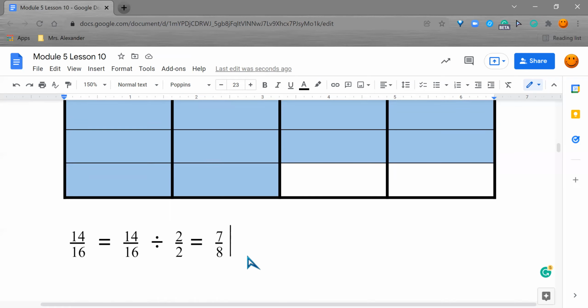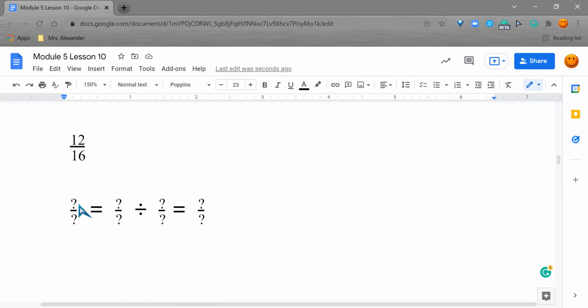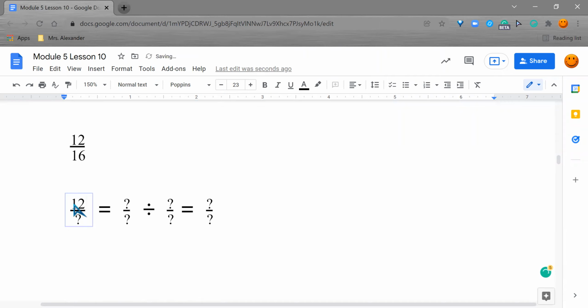Let's go look at the next problem, which is just a fraction. We have 12/16. So I'm going to go ahead and write my 12/16 into my 2 fractions so that I can be ready. So I've got my 12/16 equals 12/16 divided by.